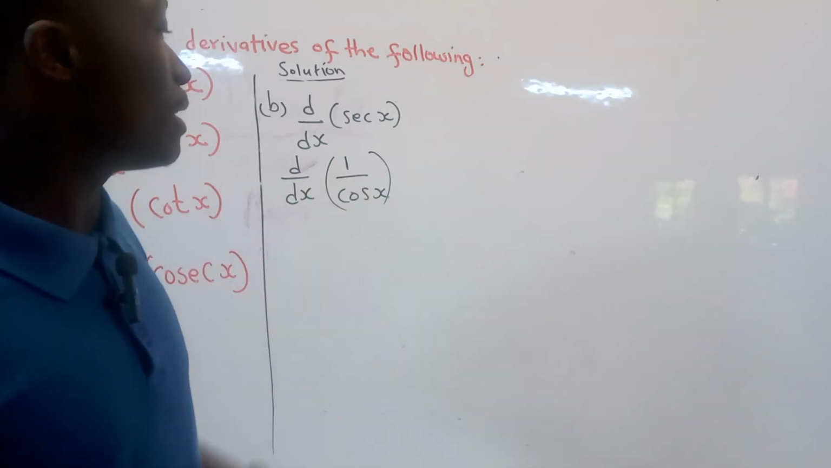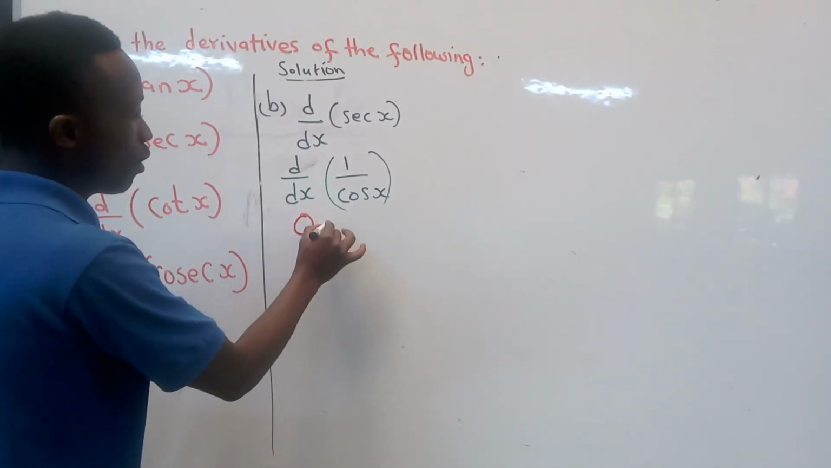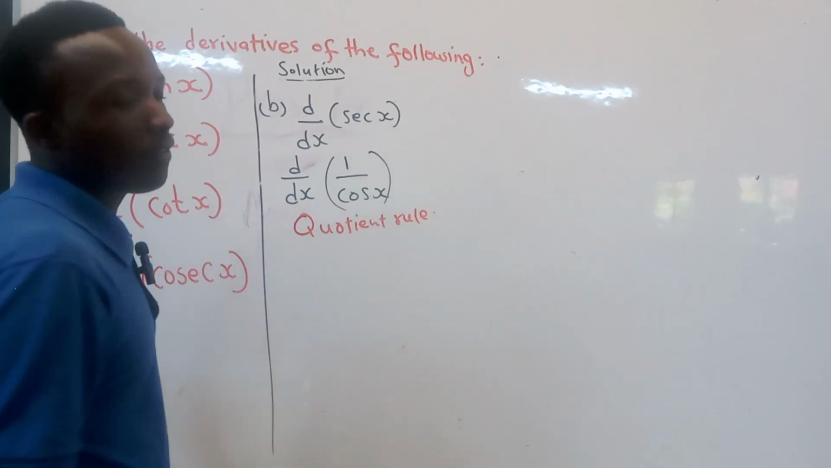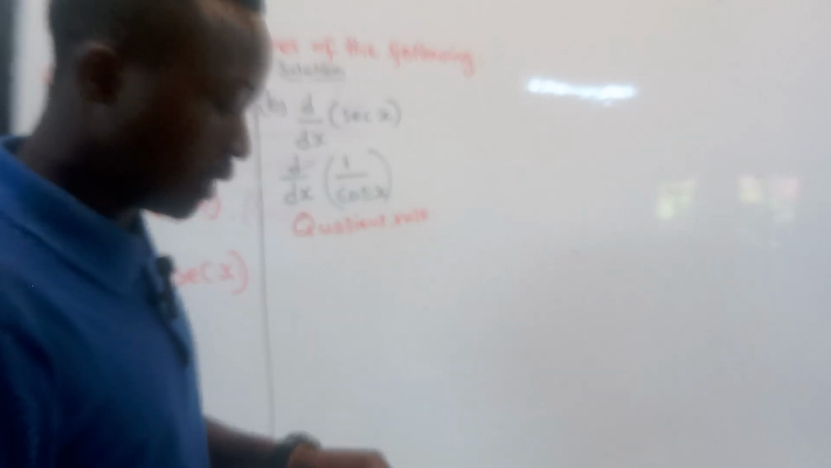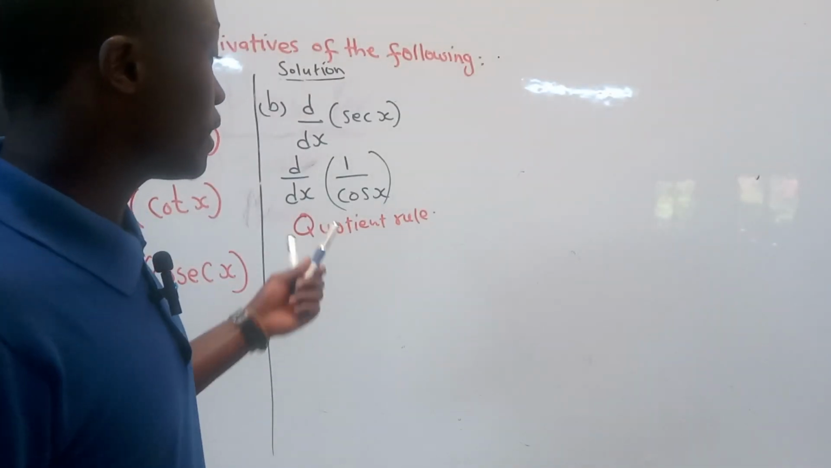And how do we determine this one? This also implies we use the quotient rule. And in our first question, we applied the quotient rule. I hope you all remember. You can confirm and check that.